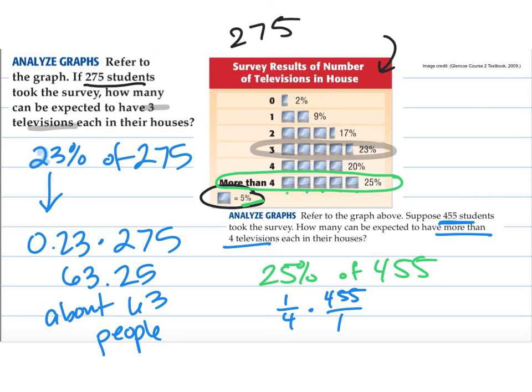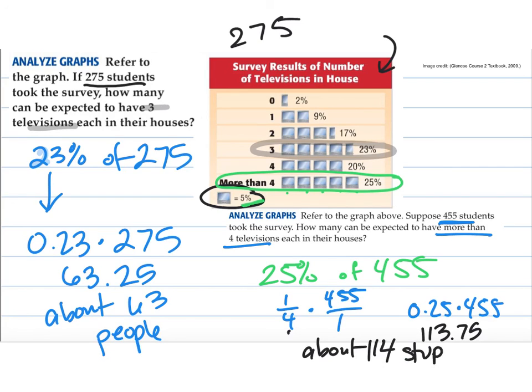That is a resource for you. Or you could do 25% of 455. Again, a great estimate might be to change this to be something that is easier for you to work with, more compatible numbers. So I could even change this to 440 if that helps me, or 460, and round to numbers that are divisible by 4. What I end up with is 113 and 75 hundredths. So I could say about 114 students.